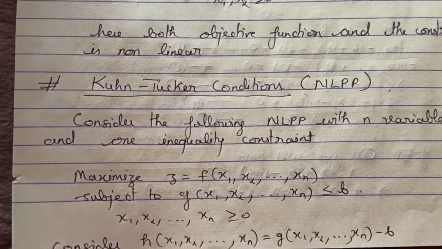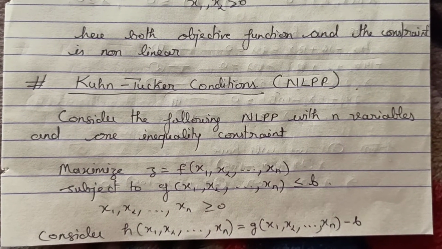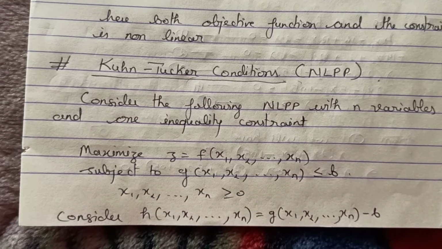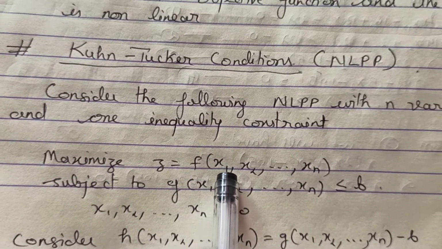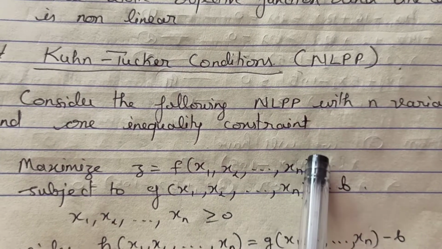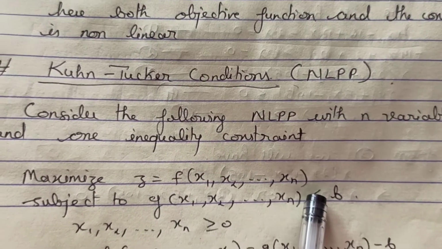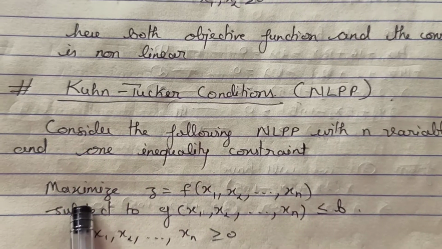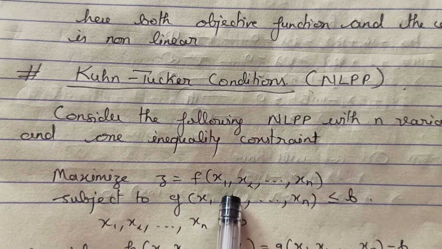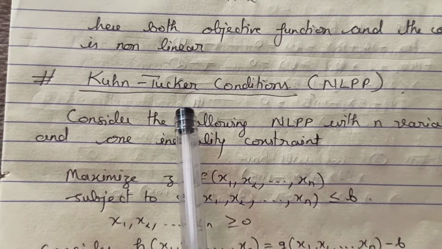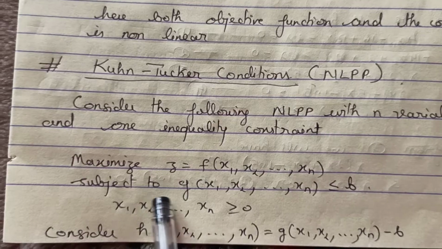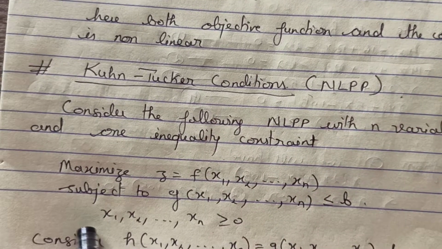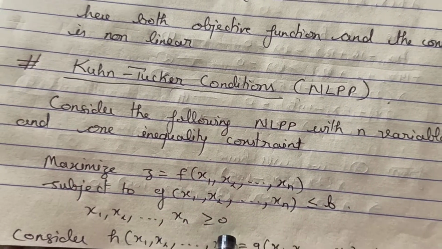So first we will consider a non-linear programming problem with n variables and one inequality constraint, right? So we'll see here, maximize z is equal to f of x1 x2 up to xn. We are assuming here we have n variables, so we have a function of n variables which is our objective function. Here we are considering the case of maximization, and we have only one constraint here. Subject to g of x1 x2 up to xn smaller equal b, we are considering this as the constraint. Of course, all xi's x1 x2 up to xn will be greater equal 0.